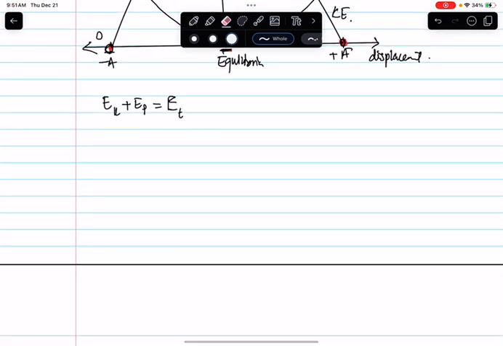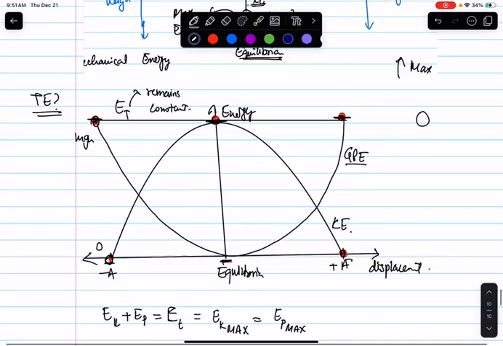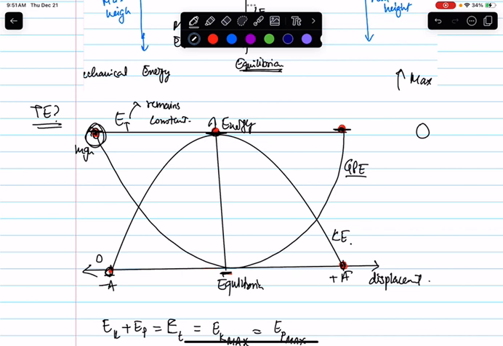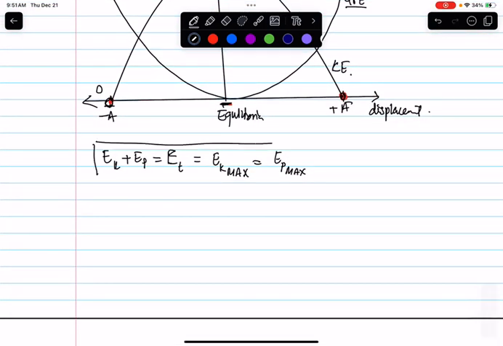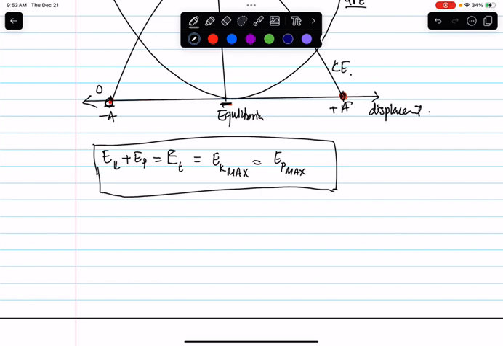Now the last thing we can see is that the kinetic energy plus the potential energy is the total energy, and this is also equal to the maximum kinetic energy, which is also equal to the maximum potential energy. As you can see, the maximum potential energy over here is equal to the total energy. The maximum kinetic energy at that point is equal to the total energy, which is this line. So this is the equation you get: kinetic energy plus potential energy is total energy, and this is equal to the maximum kinetic energy and the maximum potential energy.